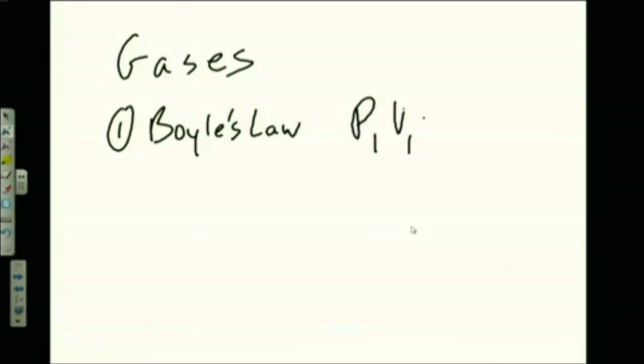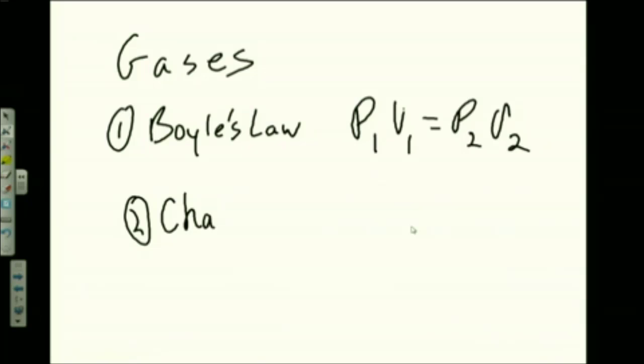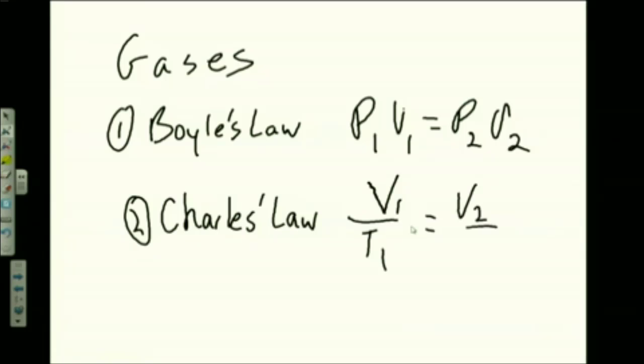P1V1 equals P2V2. Okay? Second law we learned the other day, Charles' law. Anybody? So how do we write that as an equation? V1 over T1 equals V2 over T2.